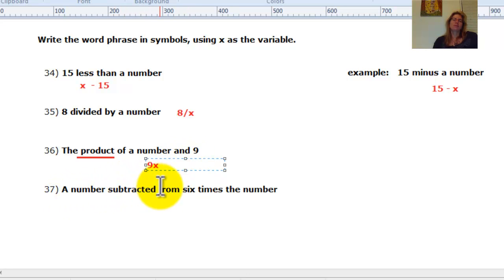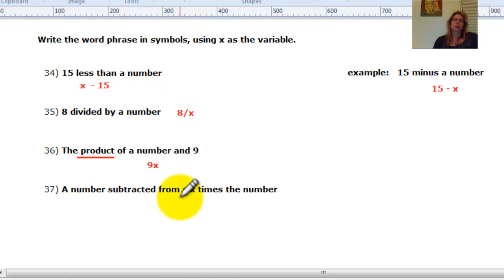A number subtracted from 6 times the number. So that's two things happening. You need to look at that. 6 times a number. Whenever they say a number and then the number, they're still referring to the same variable. A number subtracted from 6 times the number, so they're still talking about the same number or variable.